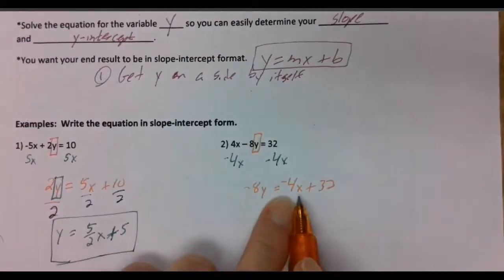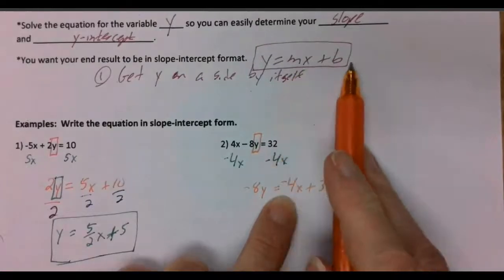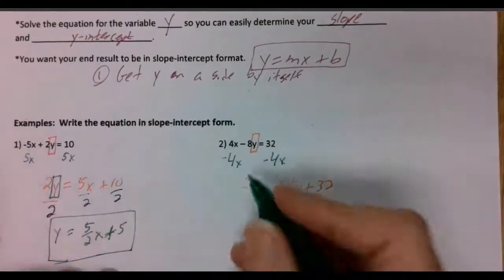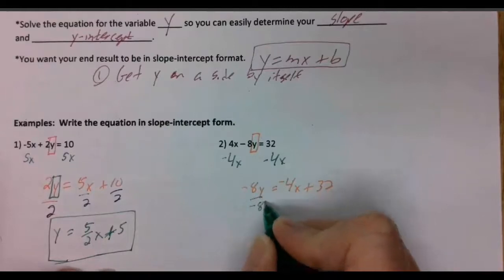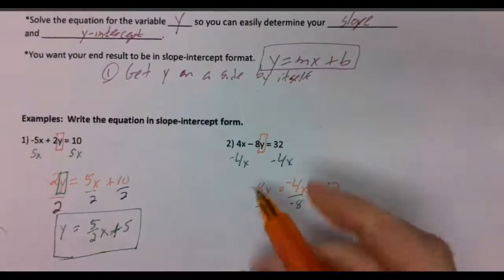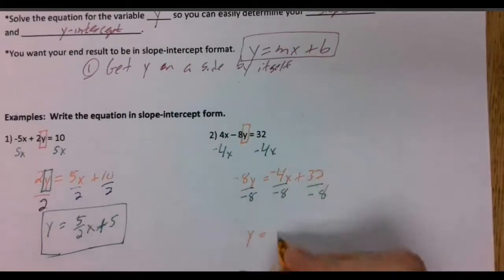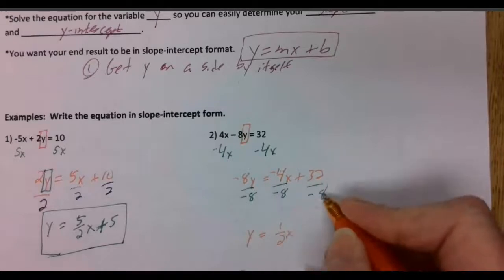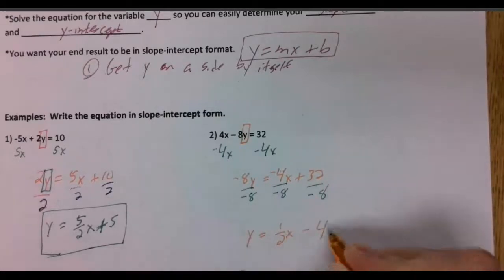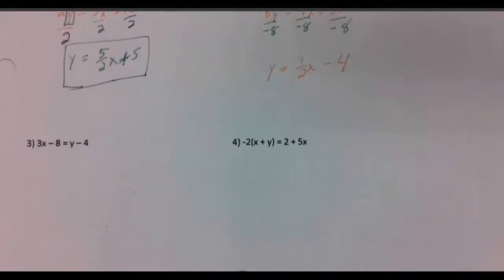And you might be wondering, well, why do I have to have the x term first? Well, look at your slope-intercept form. It's mx plus b, so get that by itself. Now I want to get rid of that negative 8, so I divide every single term by negative 8. And I get y is equal to 4 and 8, those both reduce down to 1/2. 32 divided by negative 8 is a negative 4. You can write this as plus and negative 4. It honestly doesn't matter. Okay?